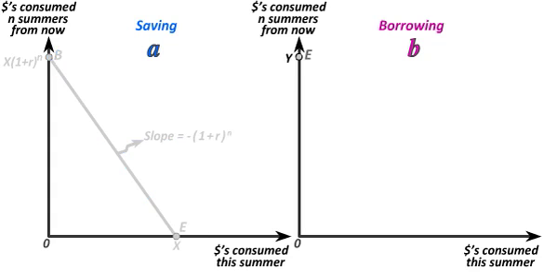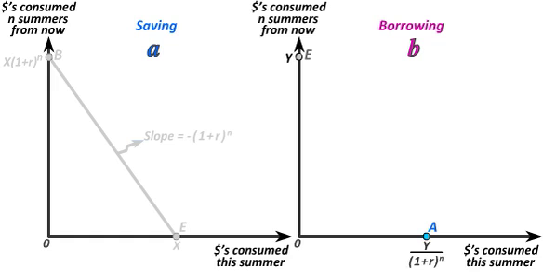Alternatively, we could assume that you earn no income this summer, but you know that you're going to earn Y dollars of income n summers from now. In that case, your endowment bundle would be the consumption bundle at which you consume Y dollars n summers from now and nothing this summer, because that's the bundle at which you have to neither borrow nor save.